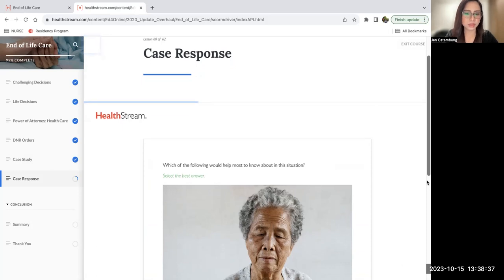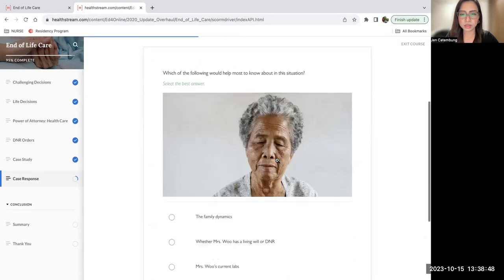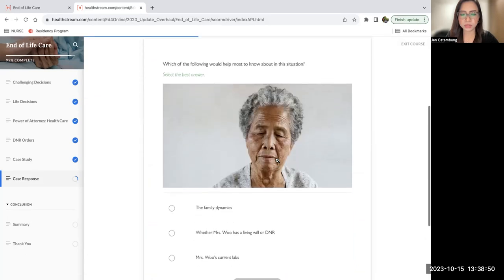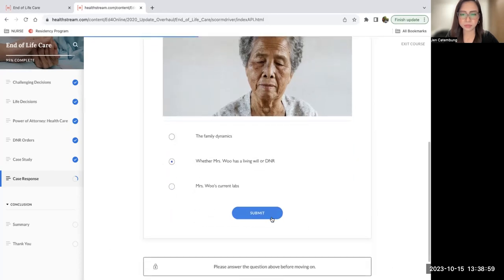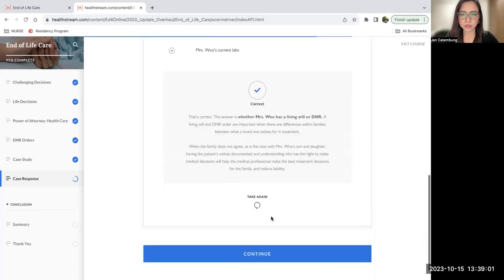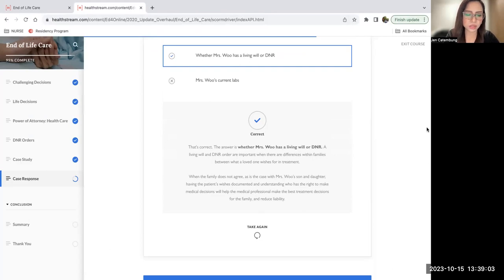Which of the following would help most to know about in this situation? The family dynamics, whether Mrs. Wu has a living will or DNR, Mrs. Wu's current labs. Definitely, that's correct. The answer is whether Mrs. Wu has a living will or DNR.